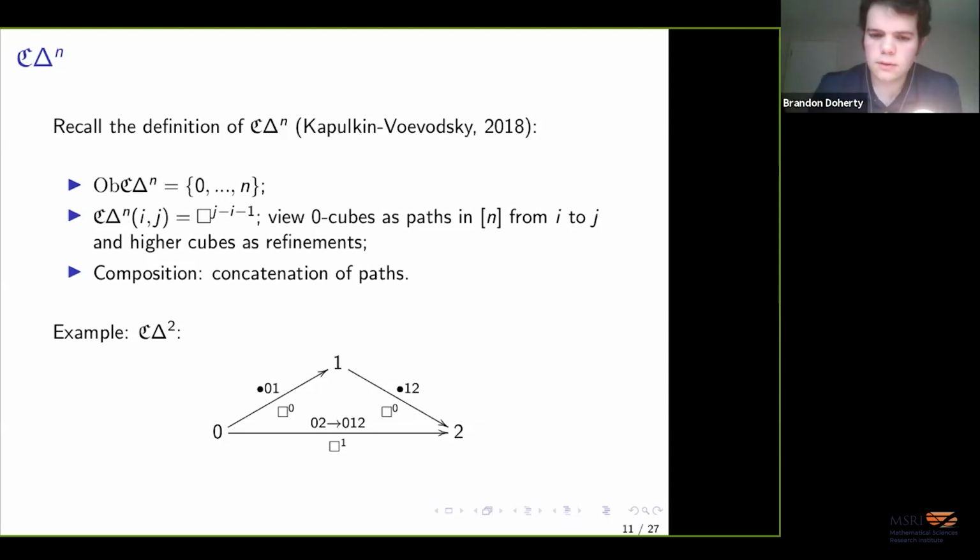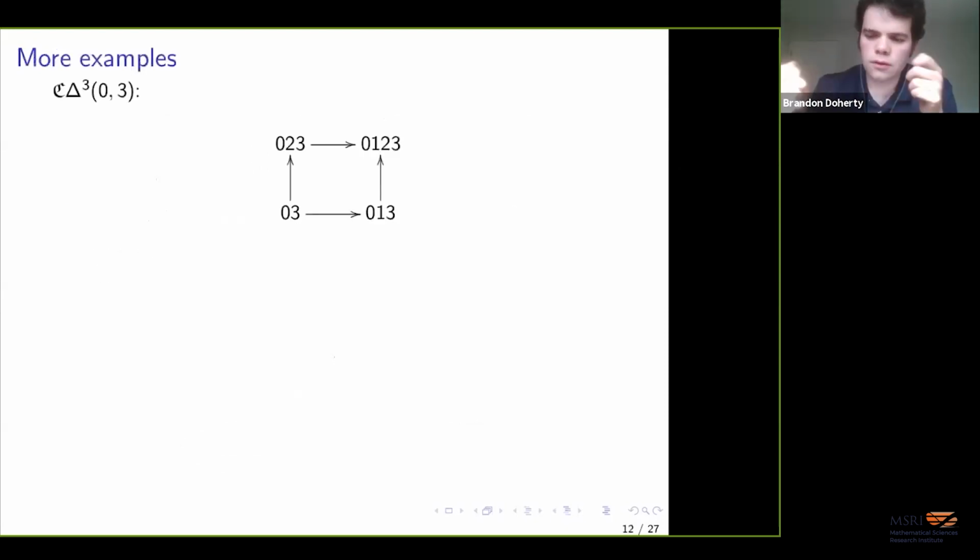And we have this edge between them, which we could think of as a factorization of that path from 0 to 2 into a path from 0 to 1, and then from 1 to 2. So let's look at some higher dimensional examples of these things.